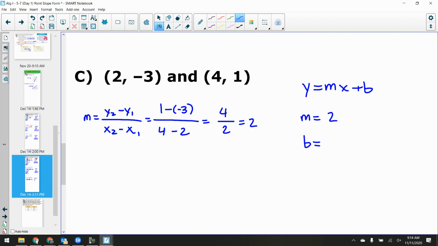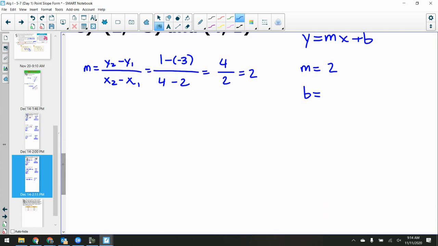Berkeley, which point you want to use? I did the 4 comma 1. Got it.